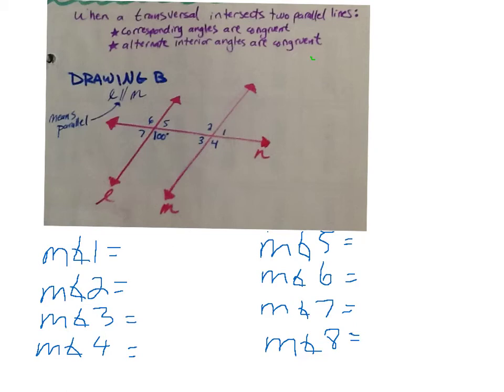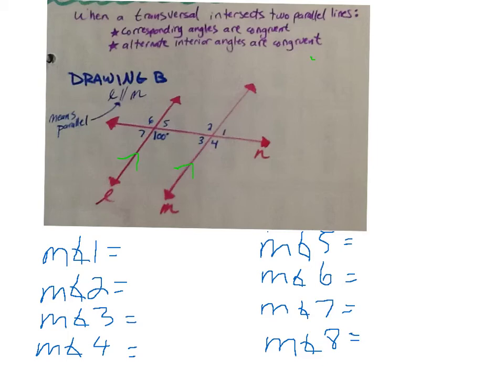Alright, so if we know a transversal, in this case line N, intersects two parallel lines, L and M, and to indicate parallel lines, you'll see symbols sometimes drawn on the lines, little arrows. That would mean that they are parallel. If that is true, then corresponding angles are going to be congruent, and alternate interior angles are going to be congruent. So we're going to keep those rules in mind as we go through and find these missing angles.